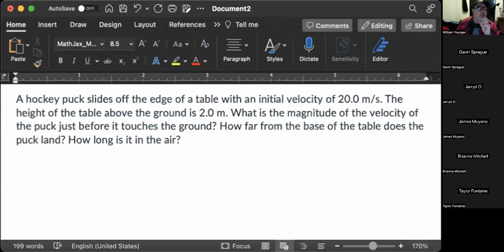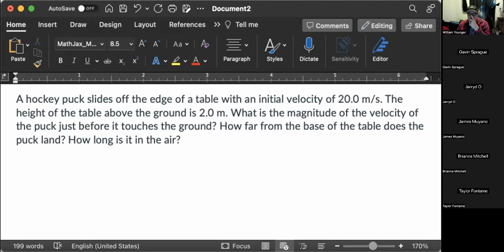There you go. It says a hockey puck slides off the edge of a table with initial velocity of 20.0 meters per second. The height of the table above the ground is 2.0 meters. What is the magnitude of the velocity of the puck just before it touches the ground? How far from the base of the table does it land? And how long is it in the air?